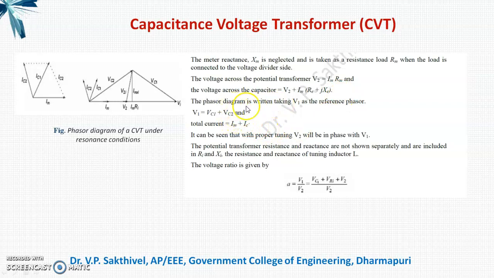In the total current phasor diagram we take V1 as the reference phase, and the total voltage equals VC1 plus VC2. Then the total current is IEM plus IC. Finally we derive the voltage ratio A equal to V1 by V2. Here the reactance drop Xm Re is neglected and omitted, and only VRI is considered. VRI is the voltage across the tuning inductor and the transformer resistance, and here this voltage V2 is in phase with V1.